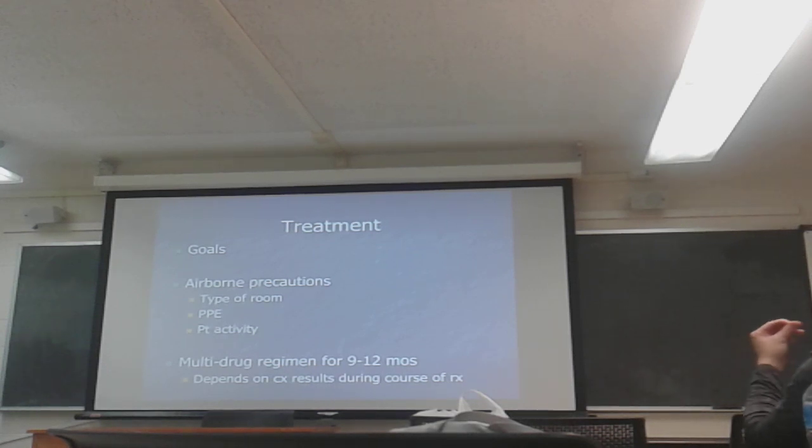It's going to be a multi-drug regimen for at minimum 9 to 12 months. But like I said, it can even go longer than that, depending on the cultures throughout the treatment. We obtained cultures to diagnose TB, but throughout the course of drug treatment they're going to get cultures to see if they're developing a drug resistance. So this really could go up to 2 years. A long time. It's going to be multi-drug.